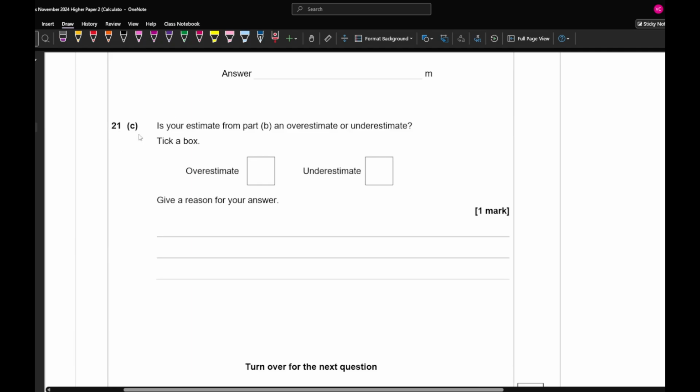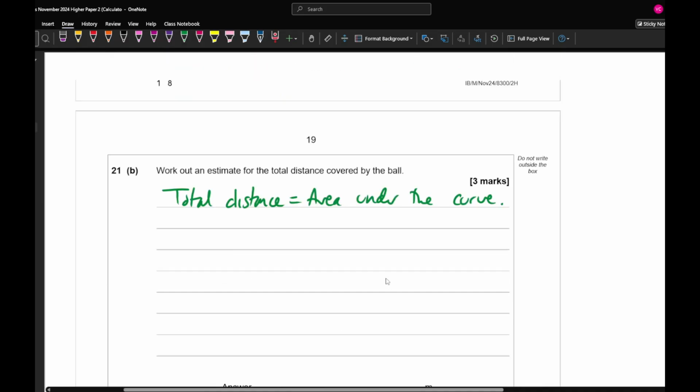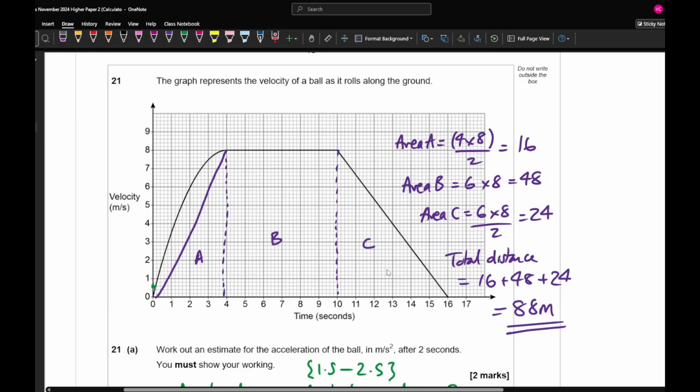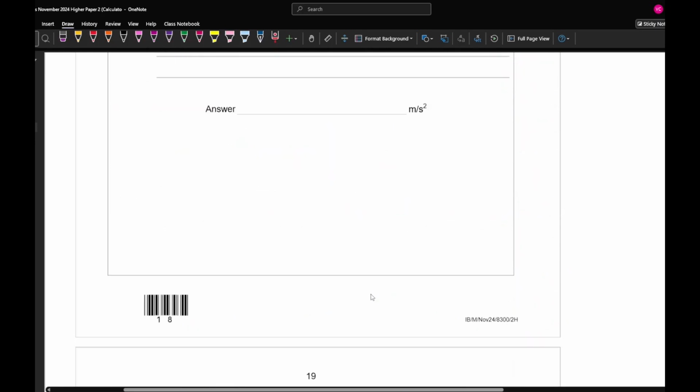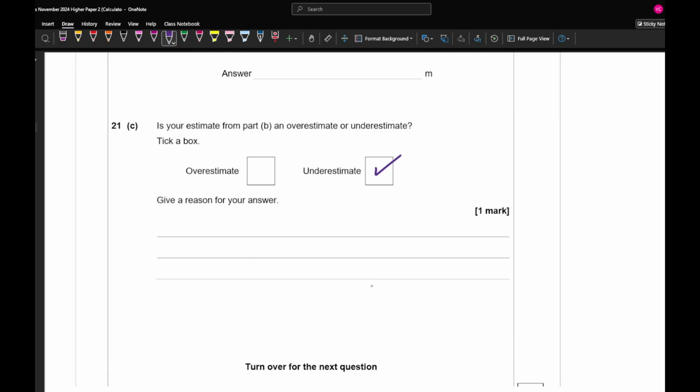Moving on to question 21C, it says, is your estimate for part B an overestimate or an underestimate? And what we need to take here is an underestimate. And the reason is because for area A, we have used an underestimate. So we've actually used an area that is smaller in that first section. So what you can say is we have used a smaller area between t equals 0 and t equals 4.